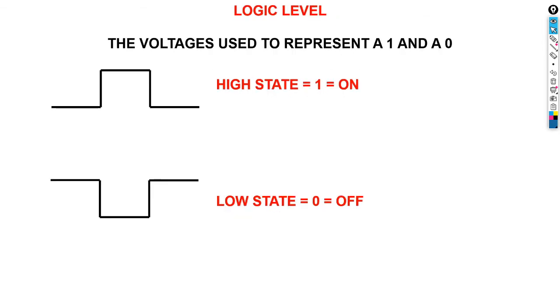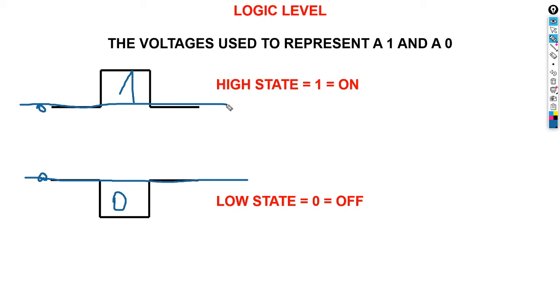And therefore, let's have a look at our logic level. Logic level, basically what we're talking about here, is the voltage used to represent a 1 or a 0. For instance, when I look at this first wave, if I start from 0 here, this represents a 1, higher state, 1 or on. But if I come here and start from 0, this represents a 0, because this will become our base. So we can use a logic level to represent a 1 and a 0.